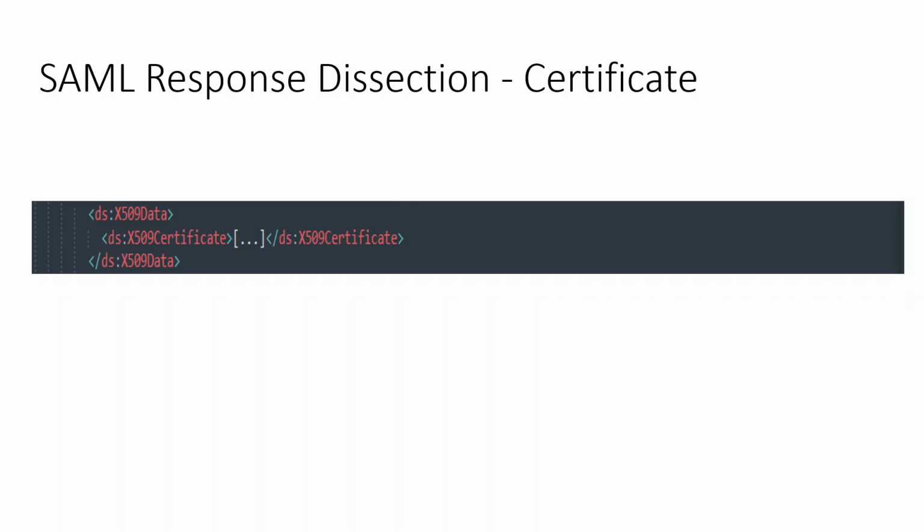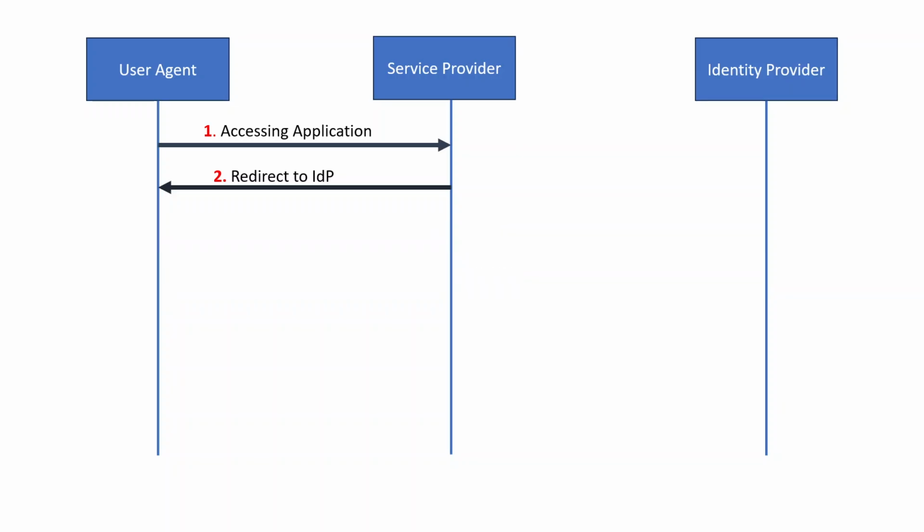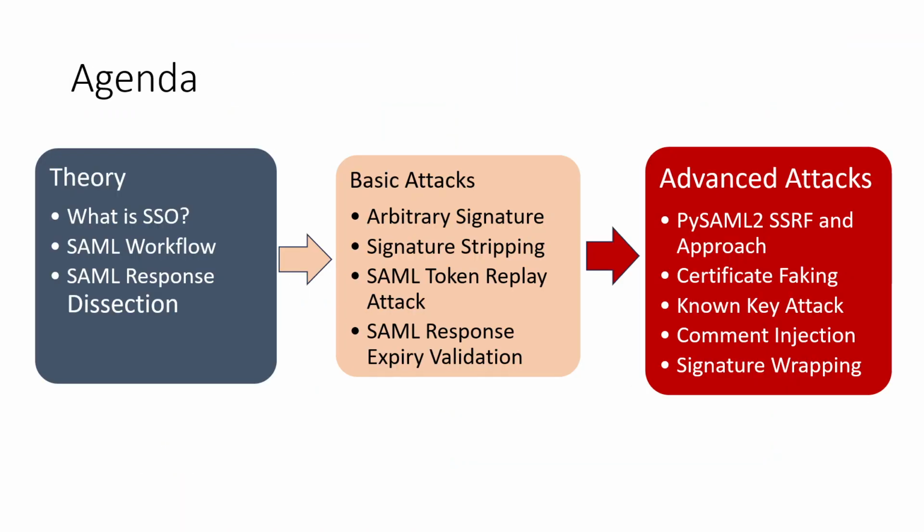Now in the upcoming videos we will be starting from the basic attacks that we can perform in the SAML authentication. We will be talking about arbitrary signature and signature wrapping attack, and then we will move slowly towards the advanced attacks. But that is all I wanted to talk about in this video.